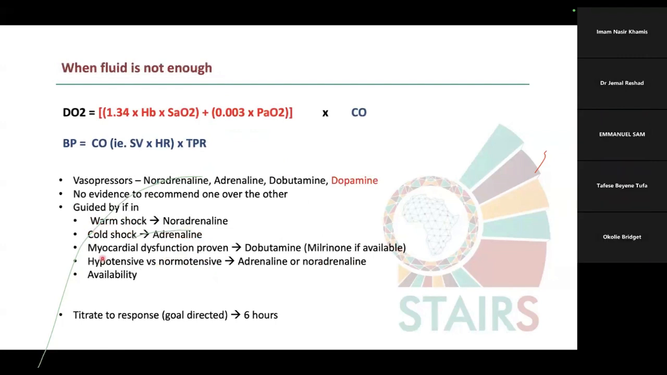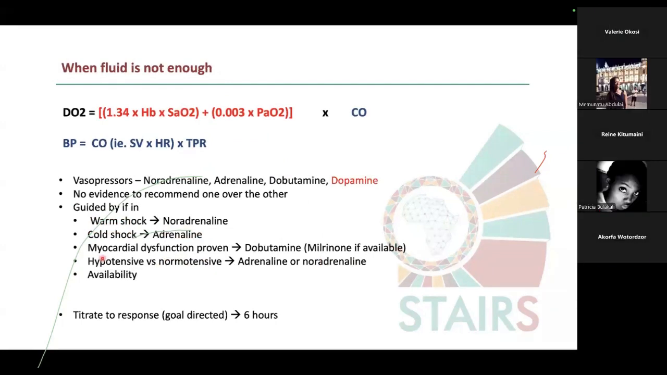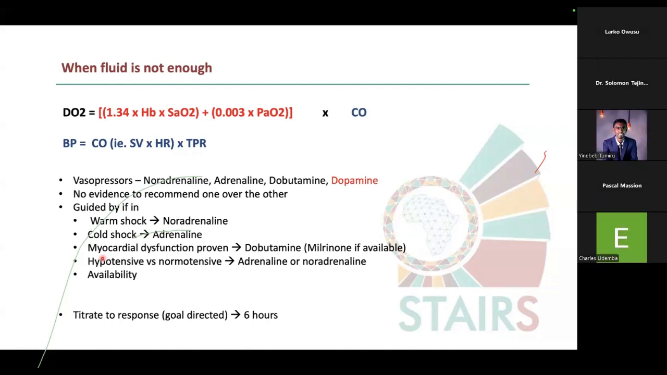Now, remember this equation. It is the oxygen delivery equation. The parameter in red is your oxygen content, and the parameter in blue is your cardiac output. We also know that your blood pressure is dependent on your cardiac output and your total peripheral resistance. If we further break apart your cardiac output, it's your stroke volume times your heart rate.